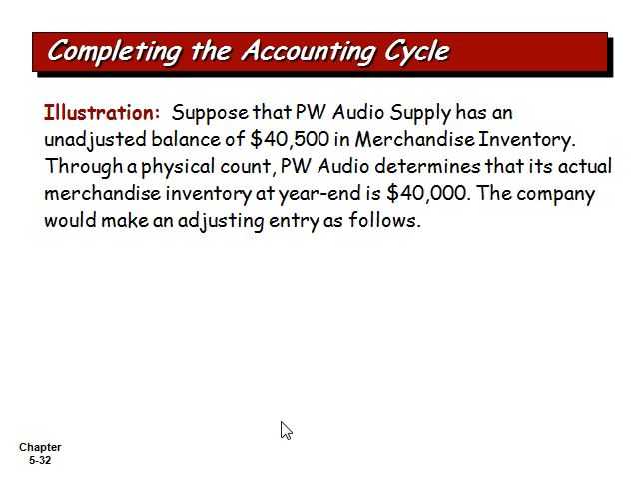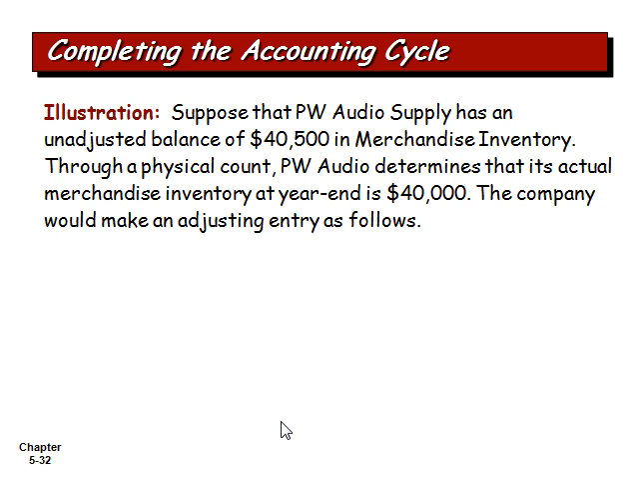So it says, suppose that PW Auto Supply has an unadjusted balance of $40,500 in merchandise inventory. Through a physical count, they determine that actual merchandise inventory at year end is $40,000. So we always want to know what happened to the $500. It could have been a math error at some point. An employee could have stolen something.